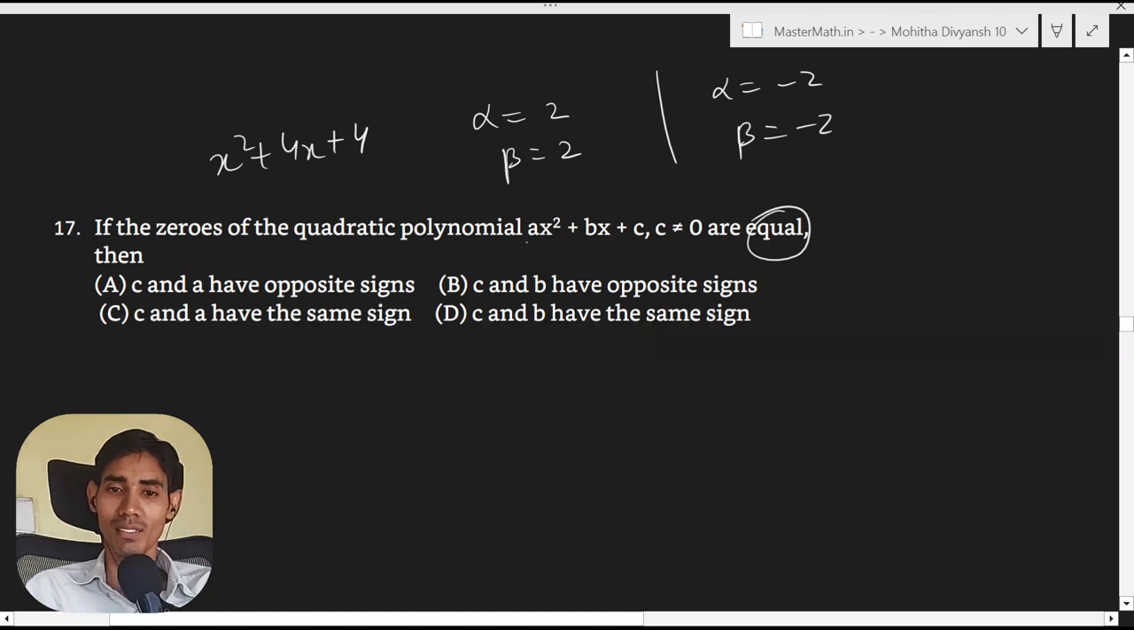So now, yes, C and B have opposite signs. C and B have same signs. Which one out of these is true?